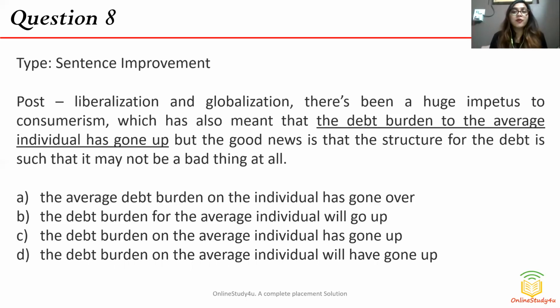The debt burden for the average individual will go up, right? Whereas the statement out here is looking at has gone up. Okay, something that has already happened. There's been a huge impetus, and due to that, something has already happened. The debt burden on the average individual has gone up, right? And the debt burden on average individual will have gone up. So, of course, by default, the correct answer is C, right? Because it perfectly summarizes the entire thing, that debt burden on the average. In the question was to the average individual, here we've changed it with on the average individual has gone up.